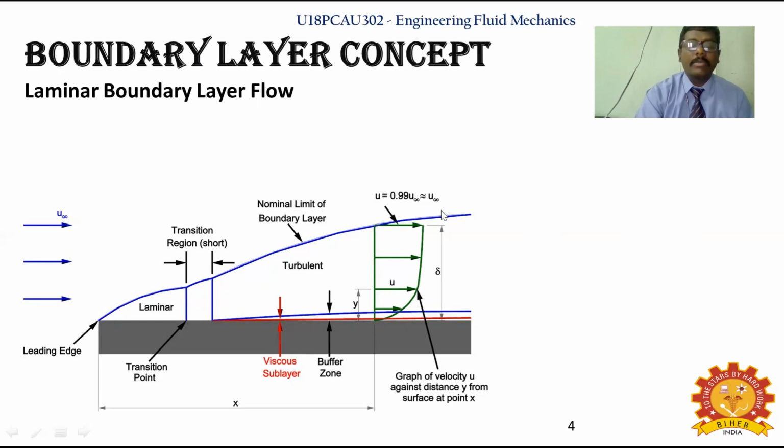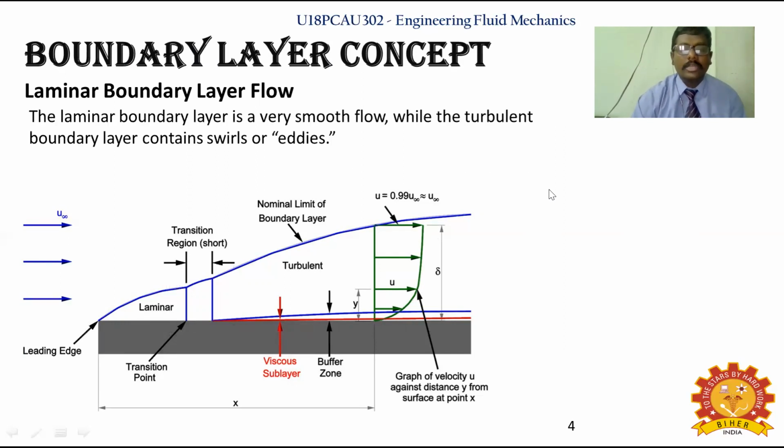Once it crosses the turbulent flow, you will see that it is close to 0.99 of the free stream velocity capital U. So now you will see what the laminar boundary layer flow is. The laminar boundary layer flow is a very smooth flow. In kinematics of flow itself we have seen it is a very smooth flow, and turbulent flow has a zigzag pattern, which produces swirl movement and eddies movement. So laminar is a very smooth flow, and turbulent contains swirls or eddies.